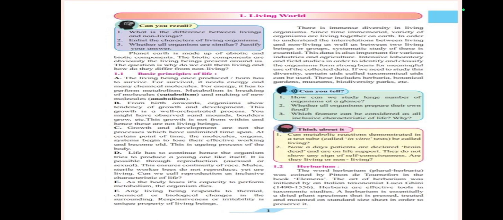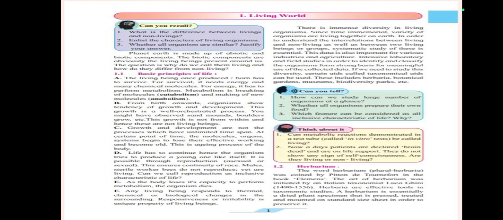Any living being responds to thermal, chemical, and biological changes in the surroundings. Responsiveness or irritability is a unique property of living beings. There is immense diversity in living organisms. Since time immemorial, a variety of organisms are living together on Earth. In order to understand the interrelations between living and non-living, as well as between two living beings or groups, systematic study of this is essential.